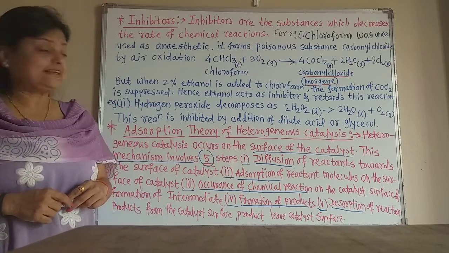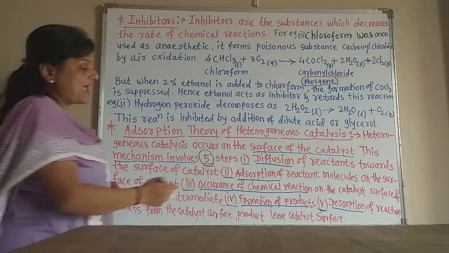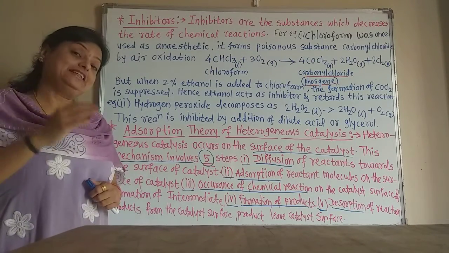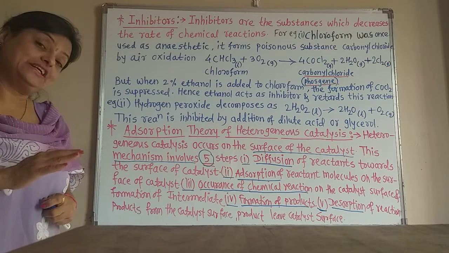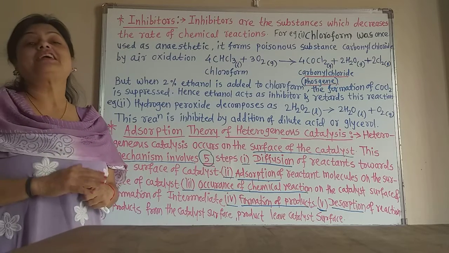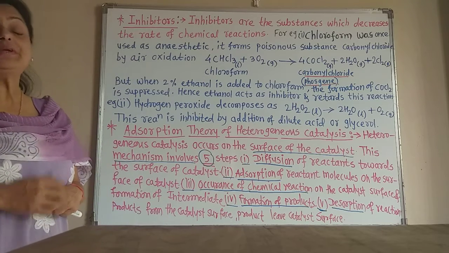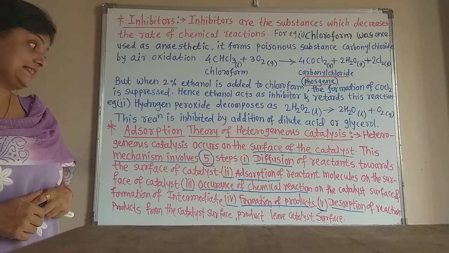Now, in the second step, what happens? Adsorption of reactant molecules on the surface of the catalyst. Due to diffusion, the second step is the adsorption of the reactant molecules on the surface of the catalyst. What is the third step in this mechanism of heterogeneous catalysis?